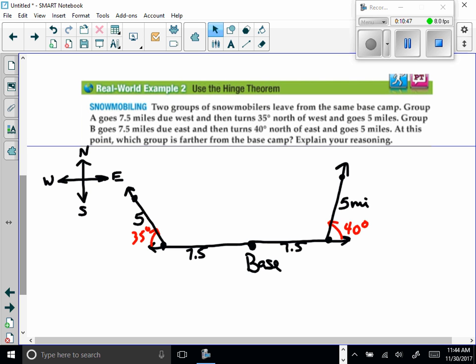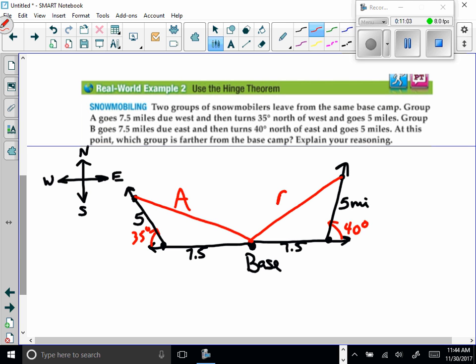What I want to do then is I want to know how far my teams are now from base camp. So what's their distance here? This was Team A, and this one is Team B. I don't actually have to know their distances. I just want to know which one is farther away from base camp. And so I'm going to use my angle measures to help me out.